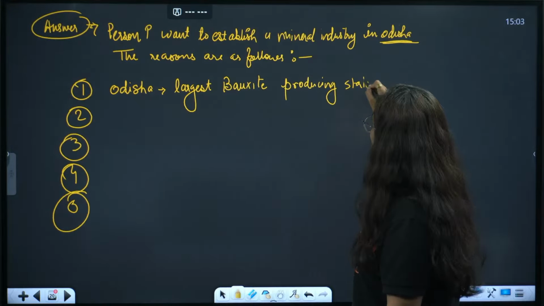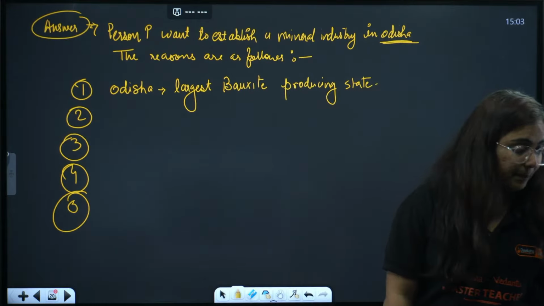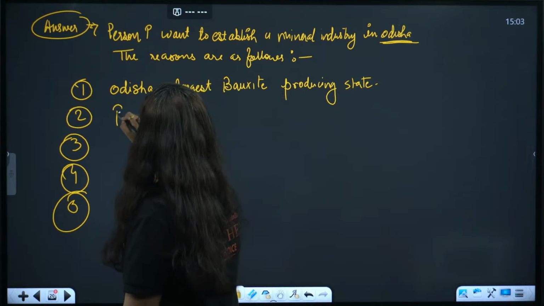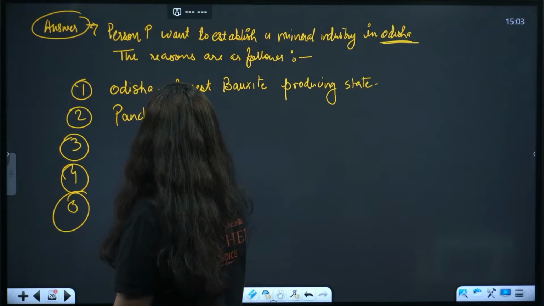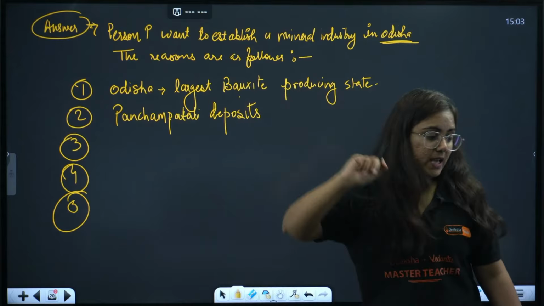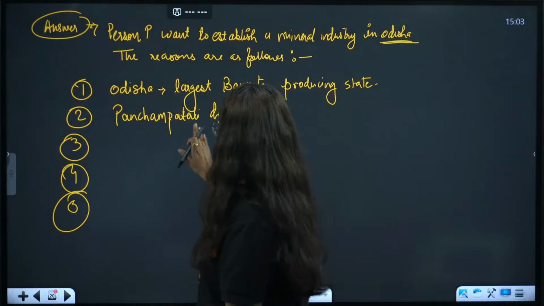Were you aware about this or not? Right? Here we have deposits of bauxite so much at a place known as Panchpatmali deposits. Okay, we have these deposits where? In Odisha. Panchpatmali deposits, right? Other than that, if I talk about the state Odisha, it is surrounded by ocean, which facilitates transport so that it can be exported to the rest of the world.